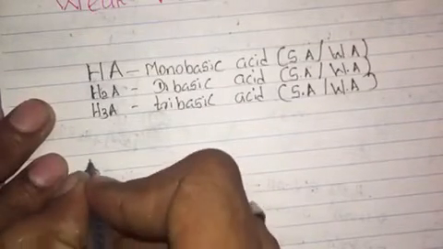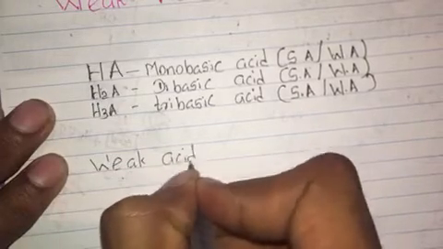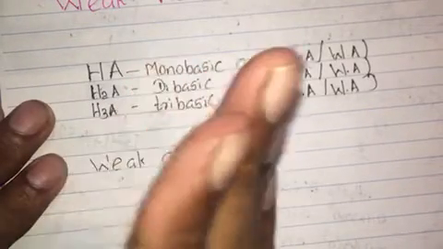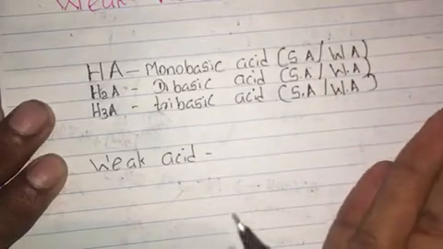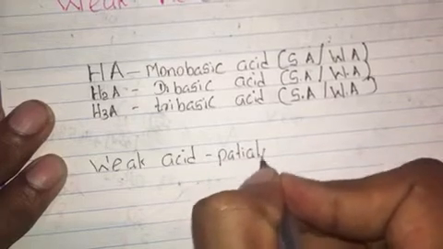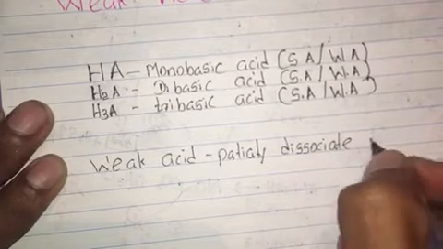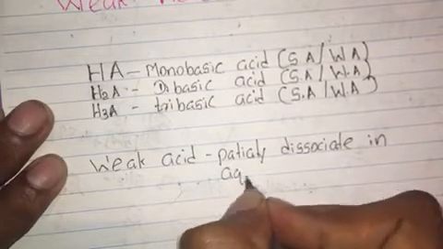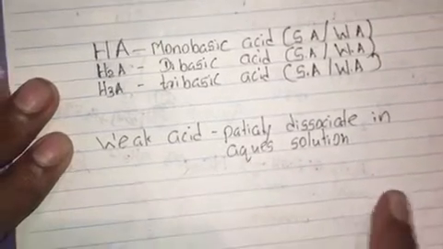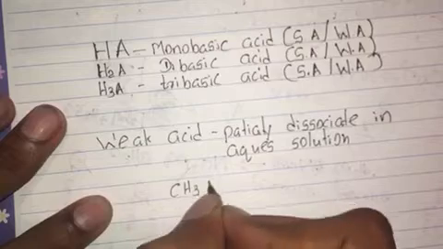Weak acid means they partially dissociate in aqueous solution. Partially dissociate in aqueous solution. Think we have acetic acid. Acetic acid is a weak acid.